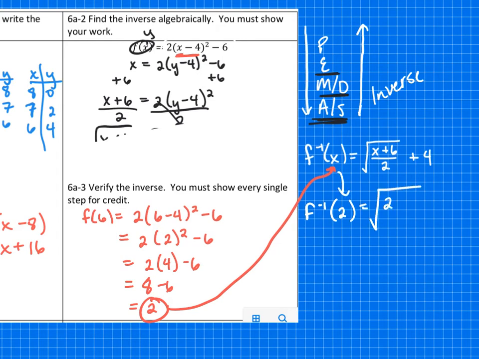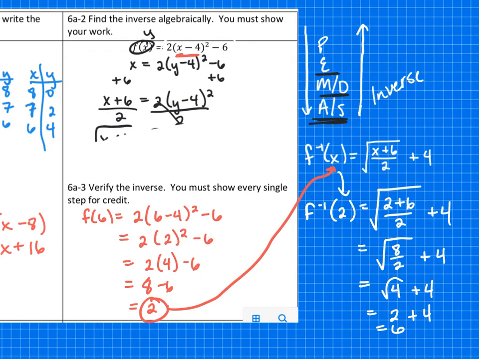Square root of 2 plus 6 divided by 2 plus 4. Once again, show all my steps. If you plug the inverse into the equation, that's fine, but you have to show your stuff step by step. You can't just scratch everything out. So this equals the square root of 8 divided by 2 plus 4, equals the square root of 4. That's a bad square root. Plus 4, which equals 2 plus 4, which hopefully you know equals 6.